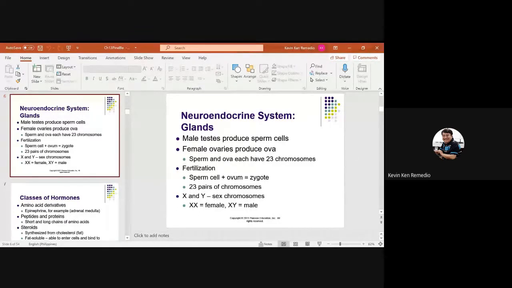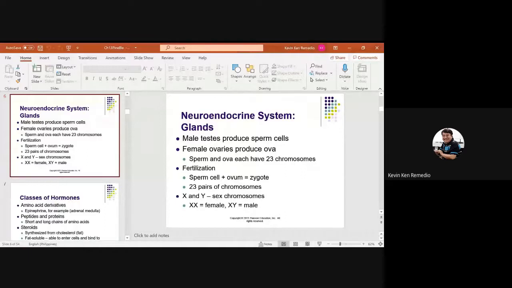Okay? So again, the sperm and ova each have 23 chromosomes. So they form one class of 23 chromosomes each when there is sexual intercourse, okay? And then if the female is fertile, it is possible that a zygote will form, and an infant will form. So fertilization occurs first. So sperm cell plus the ovum is equal to the zygote. So again, there are 23 pairs of chromosomes, 23 from the sperm cell, 23 from the ovum.